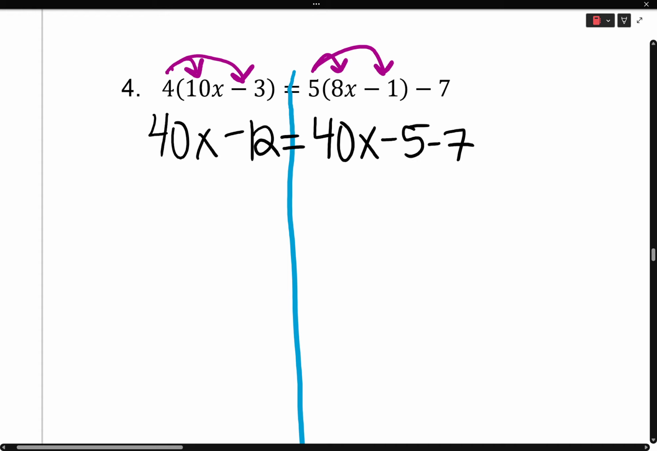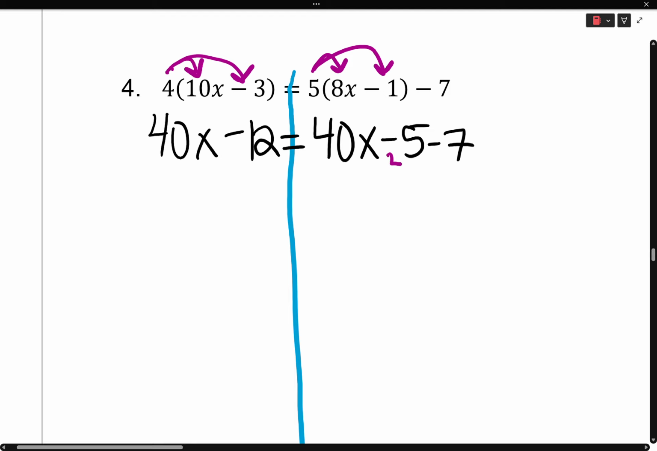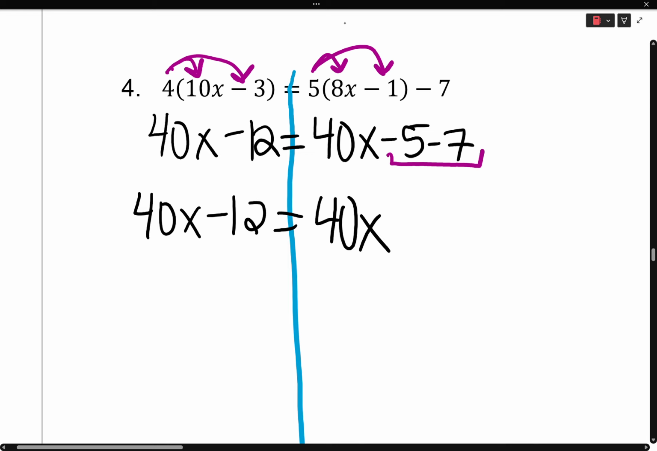Just like the previous 2 problems, I've got some like terms that I can combine, that negative 5 and negative 7 on the right side. The left stays 40x minus 12, nothing changes. On the right, we have 40x. Negative 5 minus 7 is negative 12.